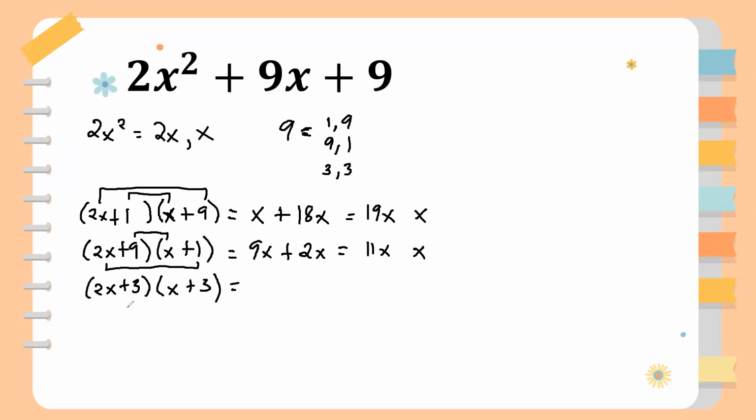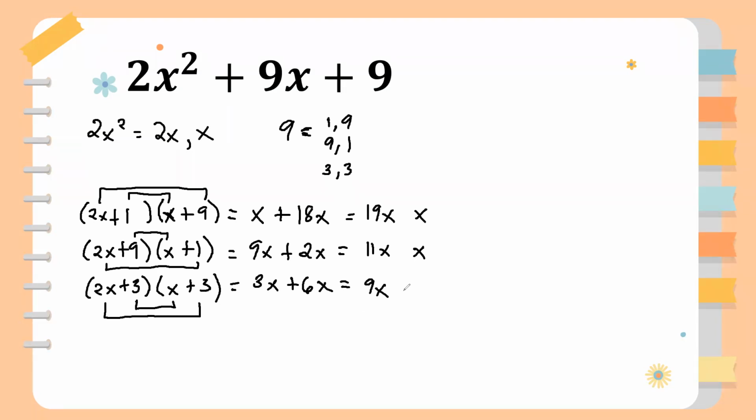Next, itong pangatlo, itong last factored form natin, try natin. We have 2x plus 3 times the quantity of x plus 3. First, get the product of the inner term. 3 times x, that is equal to 3x. Then outer term naman, 2x times 3, that is equal to 6x. Okay? And then, i-add lang natin. 3x plus 6x, that is equal to 9x.